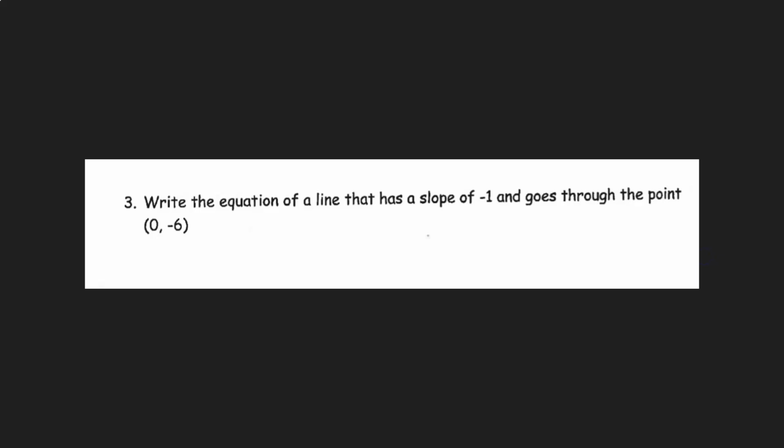Number 3, write the equation of a line that has the slope of negative 1 and goes through the point 0, negative 6. So we have y equals negative x minus 6.